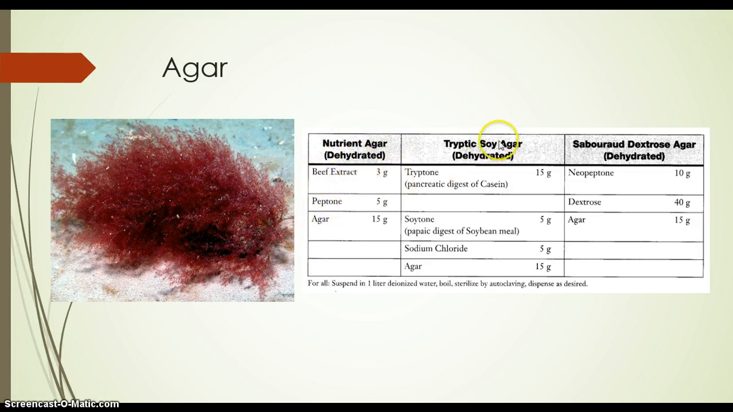A lot of them are pretty self-explanatory. You have nutrient agar, which is beef extract and peptone. A way to remember it is that peptone is like protein, and beef is very high in protein, and all of them have agar in them. So it's not really that hard to remember. Tryptic soy agar is tryptone, soytone, sodium chloride, and agar. So just learn those. It should be relatively not that bad.